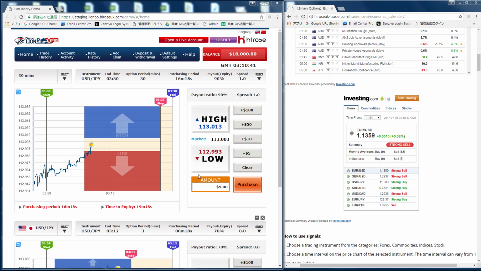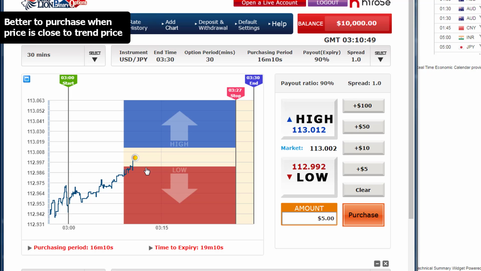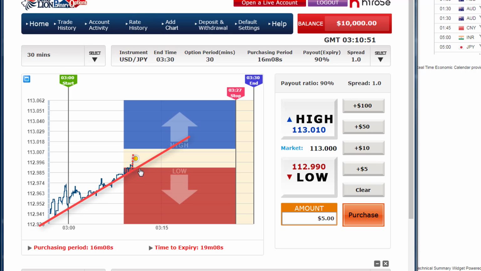Alright, it's actually better to purchase when the price has reached the trend line. For example, when it's an uptrend, it's better to wait for the price to come down a bit, and then when it reaches the trend line, it's the perfect timing to purchase.